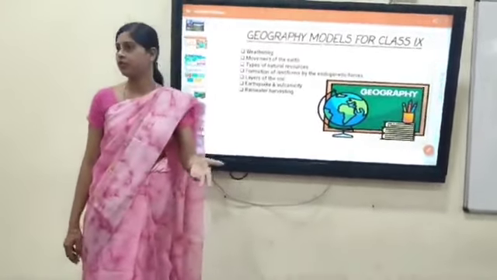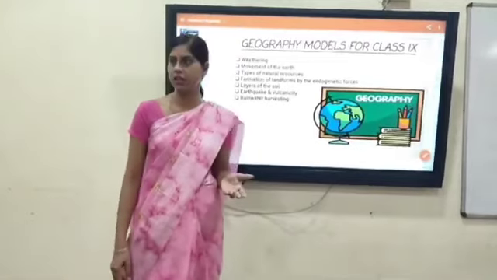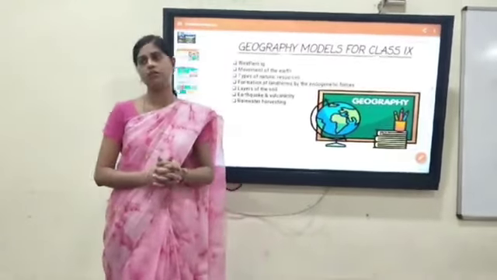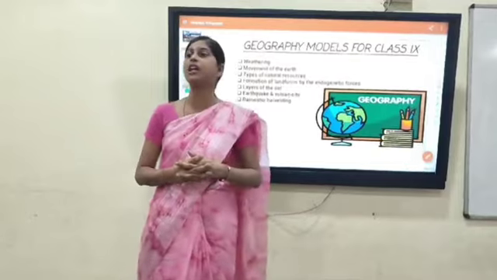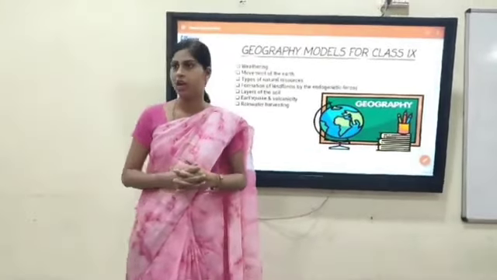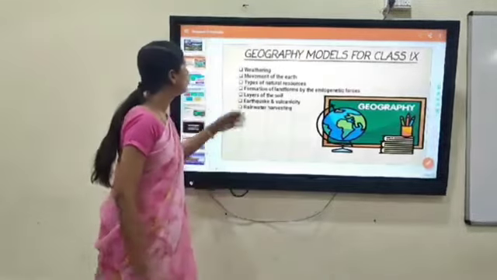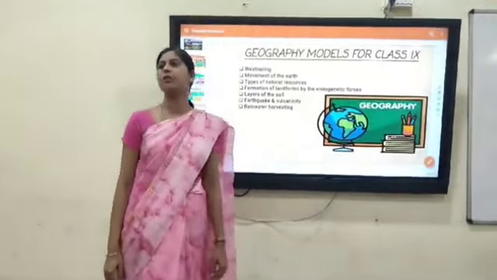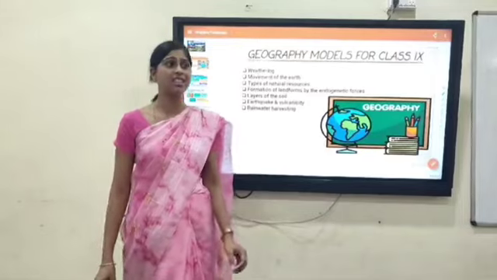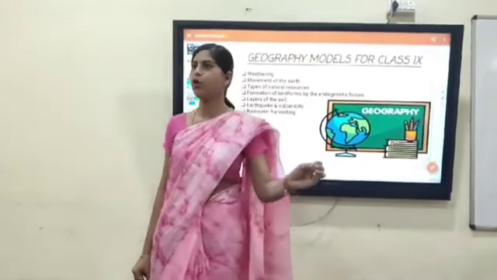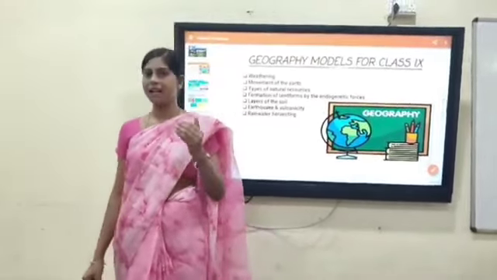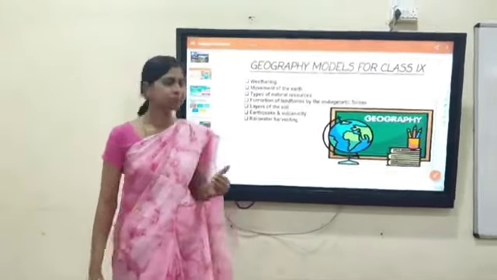Then another one, the geography models which can be done for class 9 include weathering. Weathering includes three types: physical weathering, biological weathering and chemical weathering. In the case of chemical weathering, some kind of experiment can be done in the laboratories which can help them understand in a better way. Then movement of the earth. Movement of the earth is a very important and crucial topic, and it is very easy for them because they understand it well. From class 6, it is a part of their curriculum.